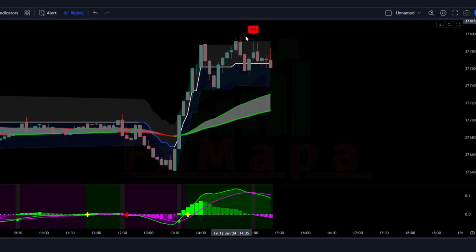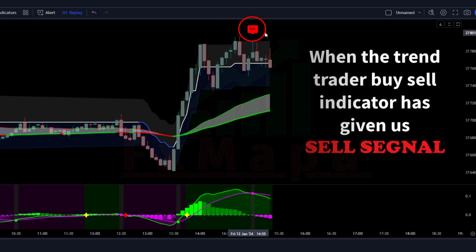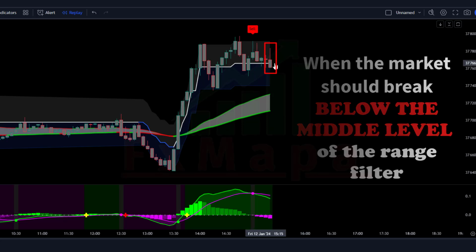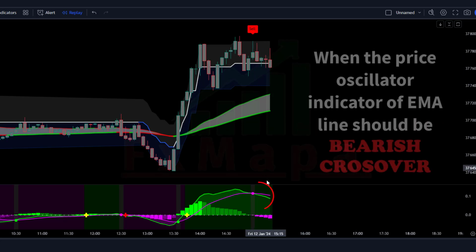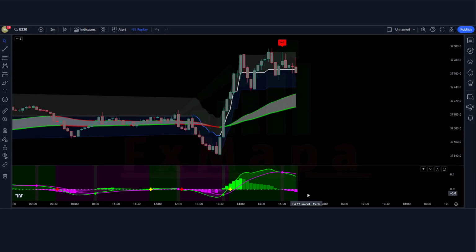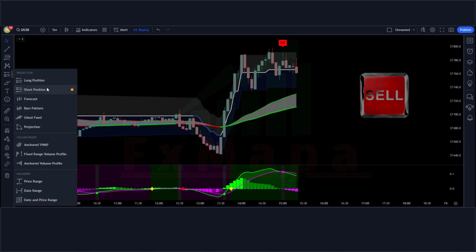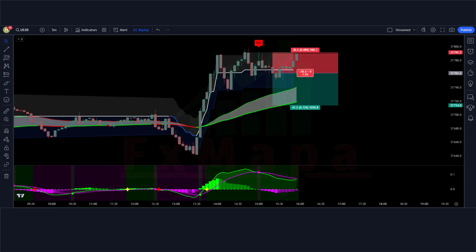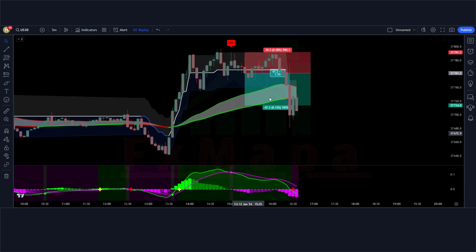Now, let's understand the concept where we will take buy and sell trades based on their conditions. When the trend trader buy-sell indicator has given us sell signals, when the market breaks below the middle level of the range filter, and when the price oscillator indicator of EMA line has a bearish crossover, if this condition is fulfilled, then we will place a sell order. Our stop loss will be placed at the range filter of higher level, and the risk to reward ratio will be 1:1.5. The market has completely hit the target.